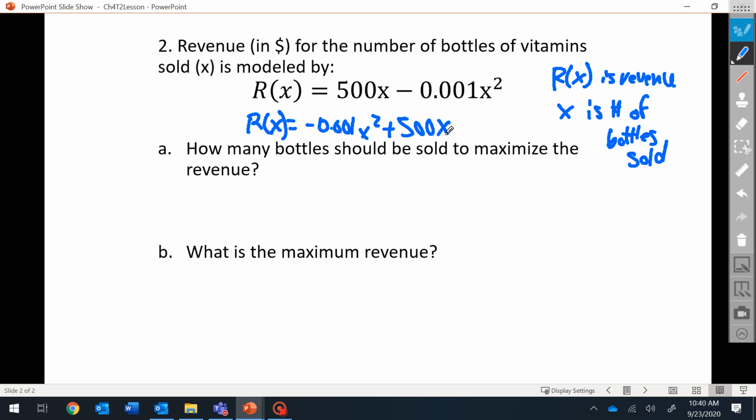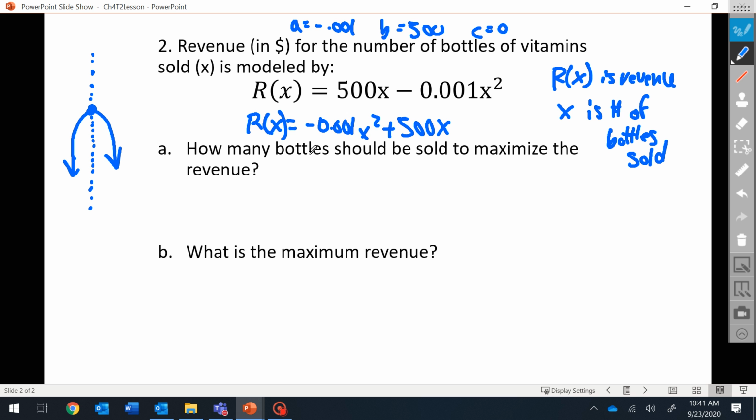Now keep in mind this has an a value that is negative, so this is going to be an upside down parabola where the revenue steadily grows until it reaches the vertex, and then the revenue starts to go back down again. So once again I am looking for the vertex here, which will be my maximum revenue, and it will be an ordered pair. So I'll identify my a, b, and c. A is negative 0.001. B is 500. C is 0.